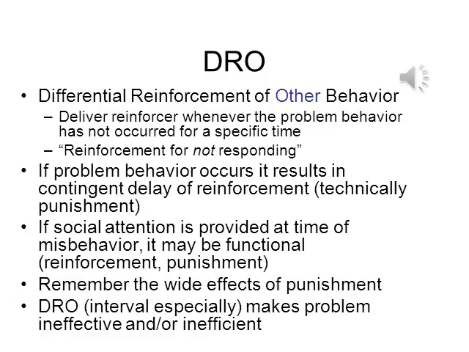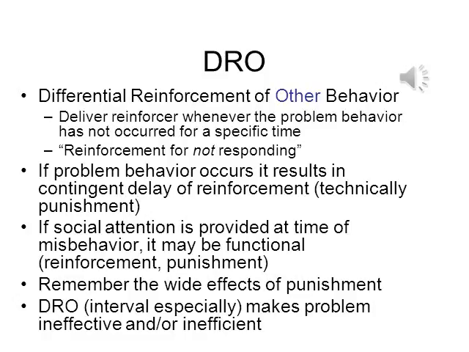Differential reinforcement of other behavior involves delivering a reinforcer if the problem behavior has not been occurring for a specific time or is not occurring at a specific time. So it's a reinforcement for not doing certain kinds of behaviors, for not responding in certain ways.